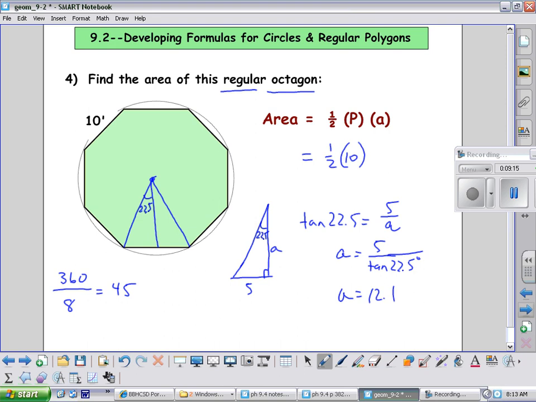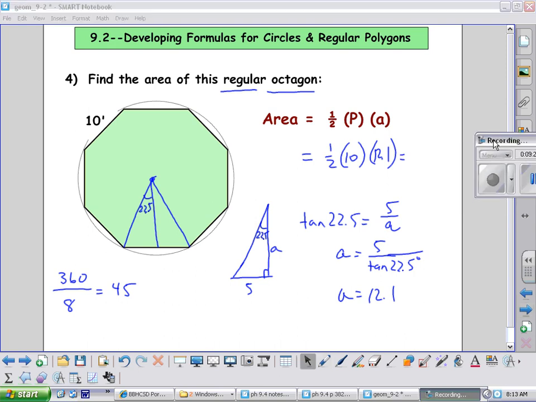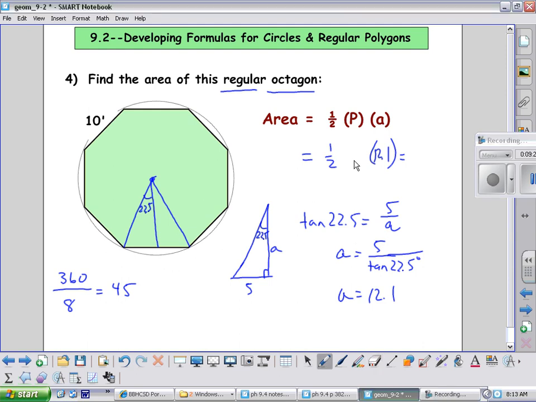Plug that into the formula, and I get, multiply that together, and you get a grand total of, oh, I put a 10 in instead of an 80. Goodness gracious. So 80 here, and now 40 times 12.1, and I get a grand total of 484 square feet.